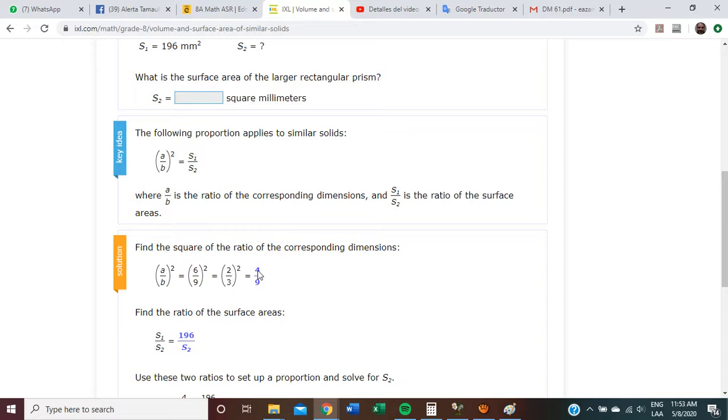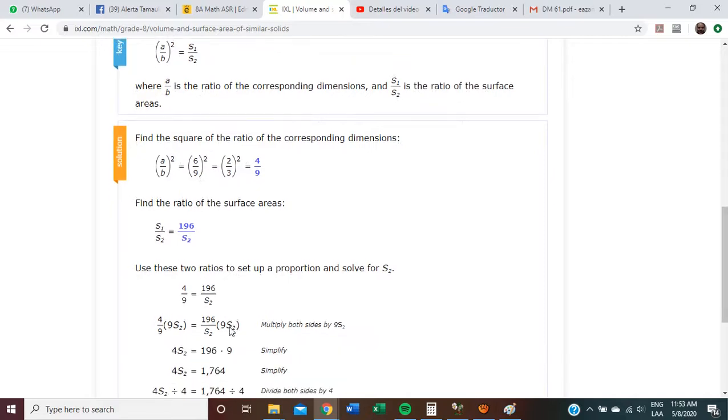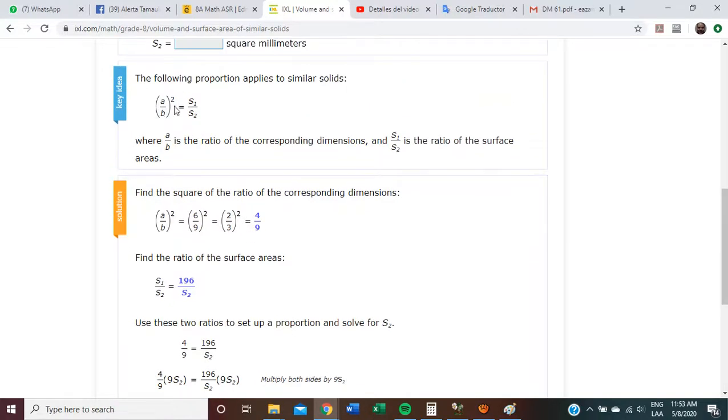So now that we have this, we know that the surface of the first figure is 196, and we don't know the surface of the second figure. So this equals this. Now we're going to substitute all of this. Instead of writing A/B squared, we're going to write 4/9 equals 196 divided by the surface of the second figure.